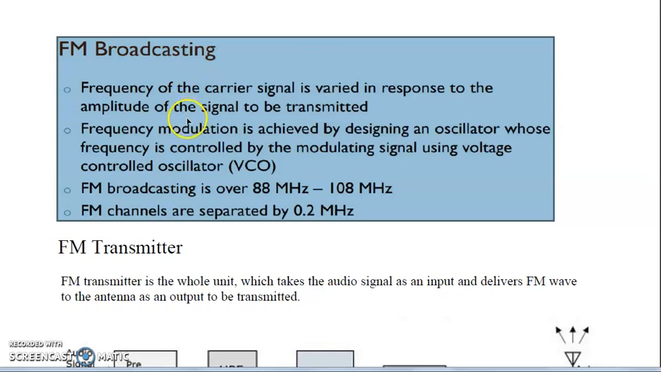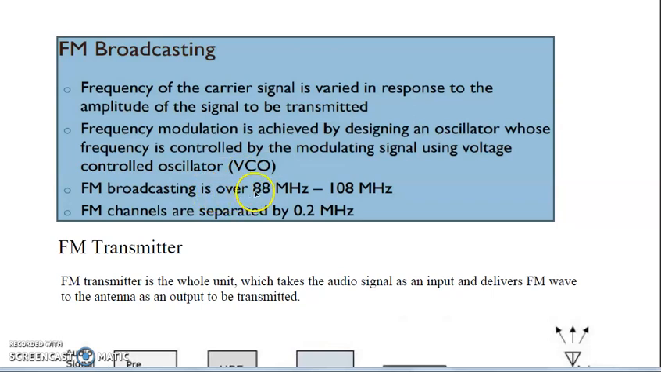In FM broadcasting, at first the frequency of the carrier signal is varied in response to the amplitude of the signal to be transmitted, that is known as frequency modulation. And frequency modulation is achieved by designing an oscillator whose frequency is controlled by the modulating signal using a voltage controlled oscillator, and this is the technique known as wide band FM generation. That is the practical implementation in FM broadcasting.